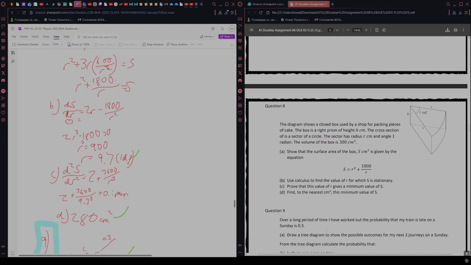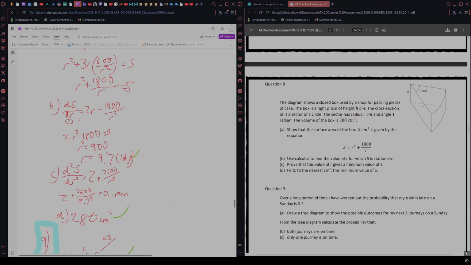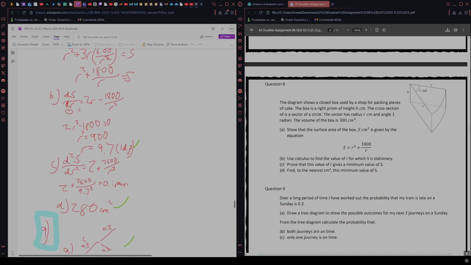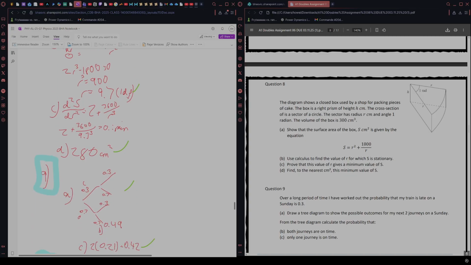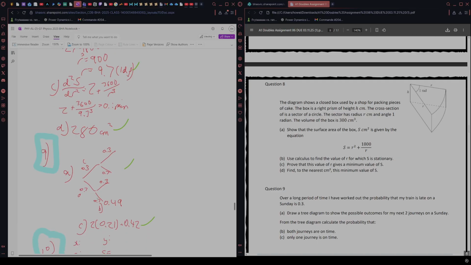Next question, we have some probability, which is giving me flashbacks from the last assignment. Tree diagrams first. We've just got some GCSE stuff, easy stuff, and we're just finding the probability. So both journeys are on time, it's just going to be 0.7 times 0.7, and then one journey is on time, there's two different combinations of 0.3 and 0.7, so we can just multiply that by 2 and get 0.42.